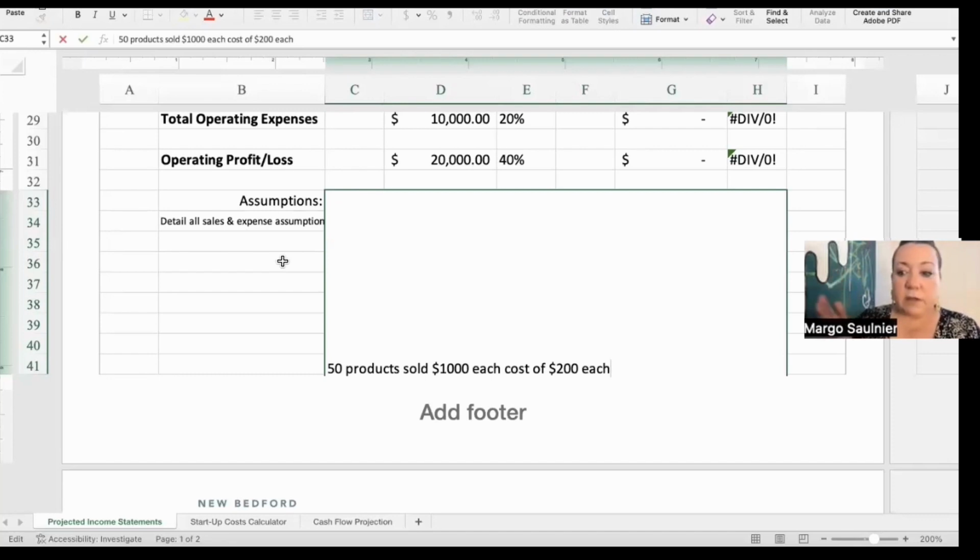And for some of the applicants, some of them have not started their business yet. So this is a projection. Others, you might be in your first year. So your first year numbers may be based on reality of what actually is happening.